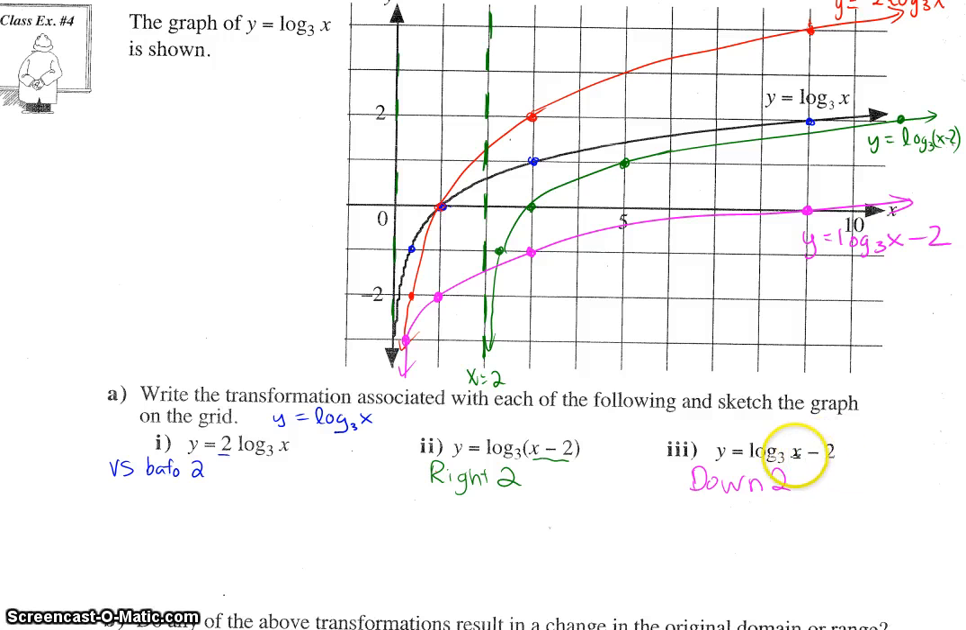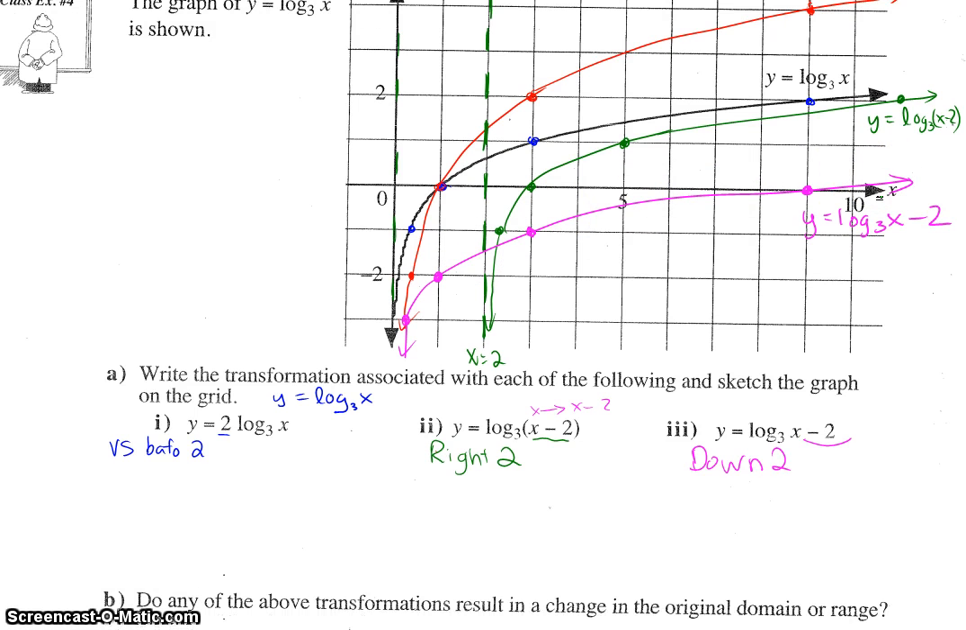That minus 2 is not inside the log because only if there were brackets around it, like there was on double I here, would x minus 2 be all inside the log, which means x was replaced with x minus 2. But here, that minus 2 is actually a vertical translation, and that would be down 2. So if you take all of your points from the original log base 3 graph and move them down 2, we should get this purple graph showing up here.